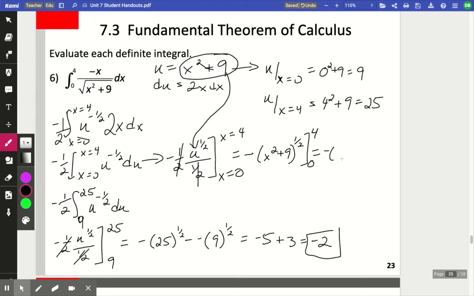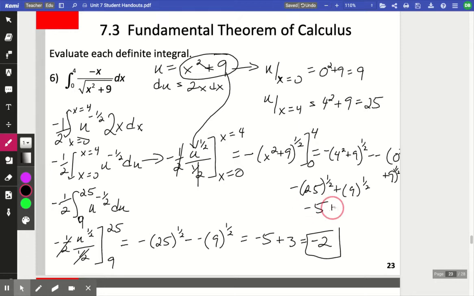So I get 4 squared plus 9 to the 1/2 minus negative 0 squared plus 9 to the 1/2. Sorry, I kind of ran out of room here. All right, and so 4 squared plus 9, so 16 plus 9 is 25. So I get negative 25 to the 1/2, and then plus 0 squared plus 9, well, that would be 9 to the 1/2. Well, you can see this is the same thing that we got earlier, right?